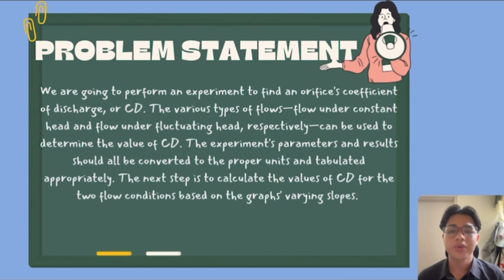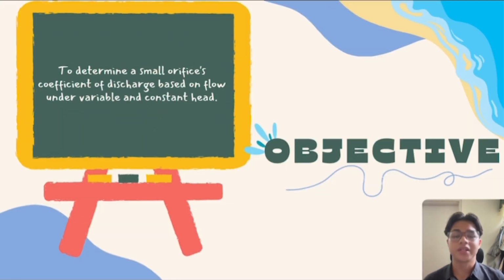For the problem statement, we are going to perform an experiment to find an orifice coefficient of discharge, or Cd. The various types of flows, flow under constant head and flow under fluctuating head, respectively, can be used to determine the value of Cd. The experiment's parameters and results should all be converted to the proper units and tabulated appropriately. The next step is to calculate the values of Cd for the two flow conditions based on the graph's varying slopes. The objective is to determine a small orifice coefficient of discharge based on flow under variable and constant head.